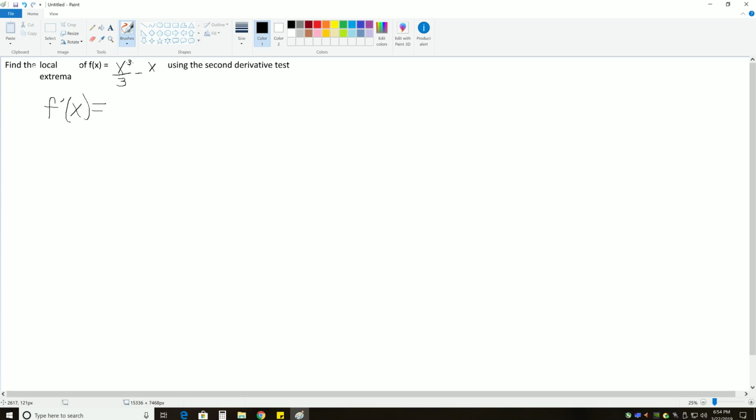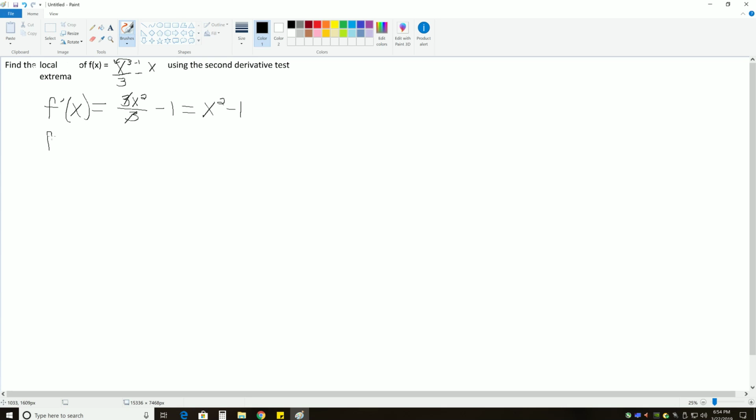which in this case, if we multiply this exponent out front and subtract 1 from it, we'll get 3x squared over 3 minus the derivative of x, which is just 1. And our 3's will cancel out, leaving us with x squared minus 1.